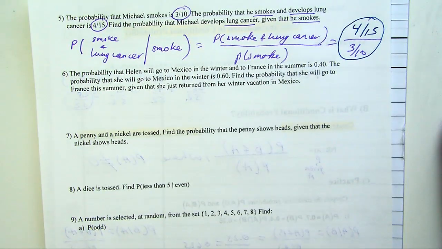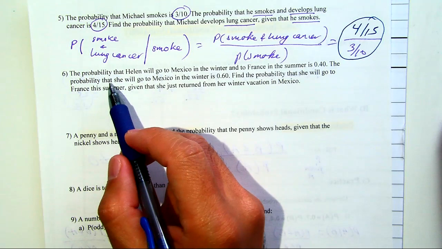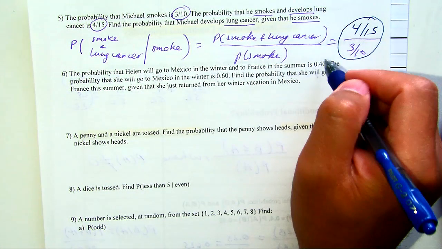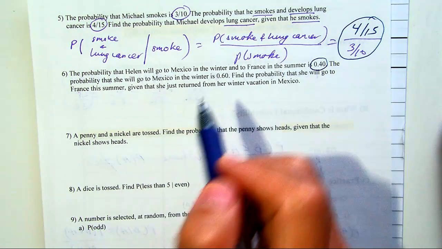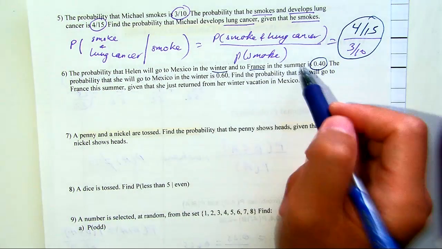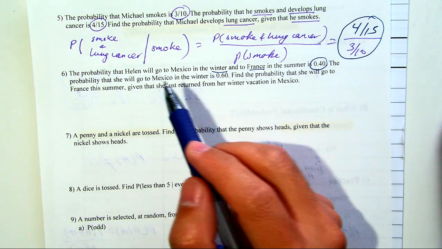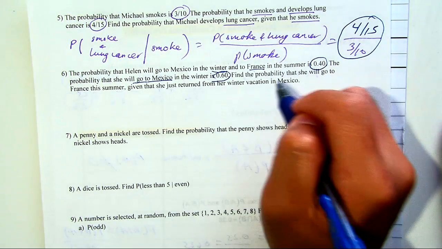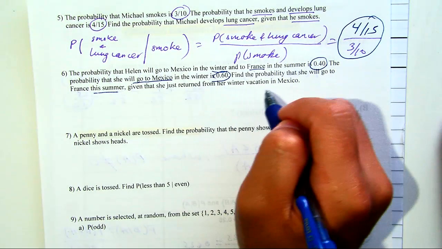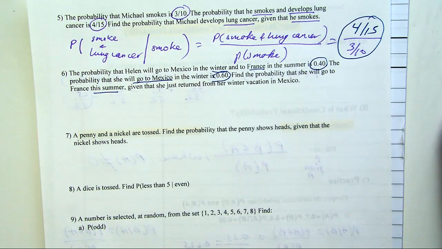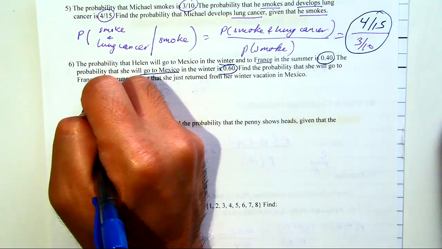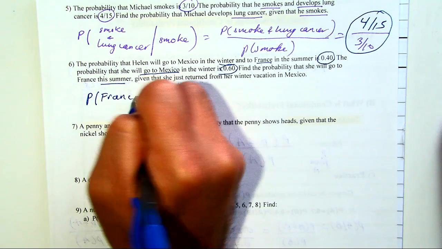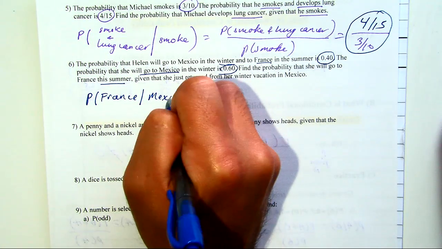Alright, number 6. The probability that Helen will go to Mexico in the winter and to France in the summer is 0.40. Winter and France and summer. The probability that she will go to Mexico in the winter is 0.60. And we need to find the probability of going to France. So we write down the probability of going to France, given that she has traveled to Mexico.